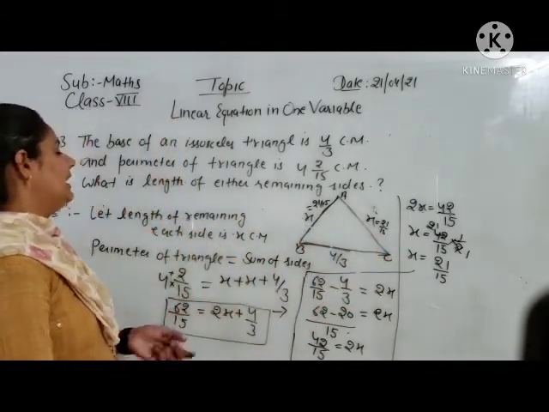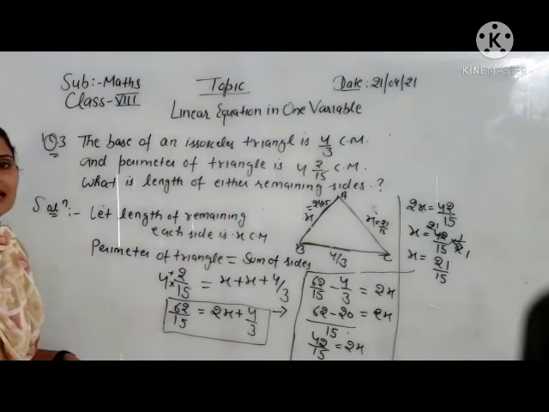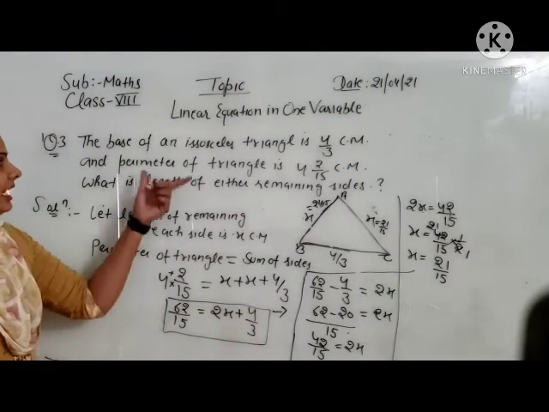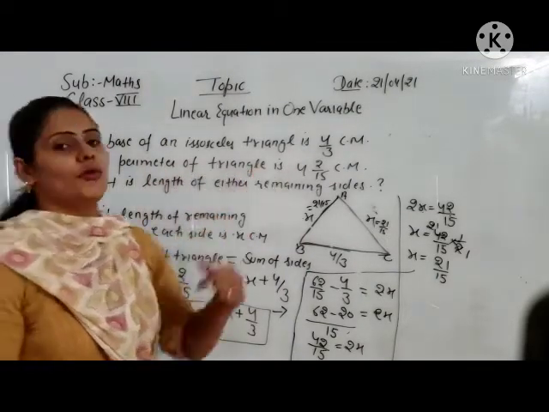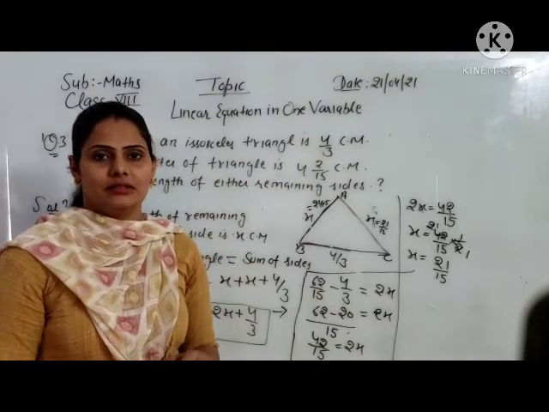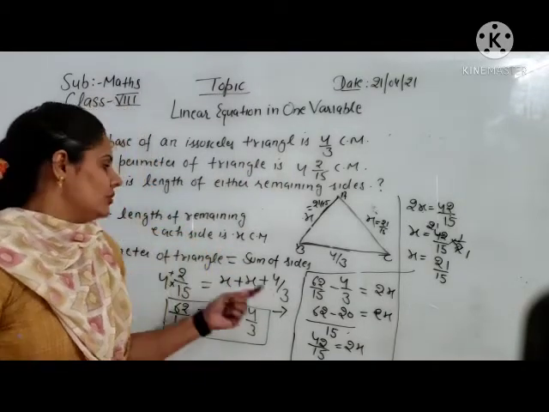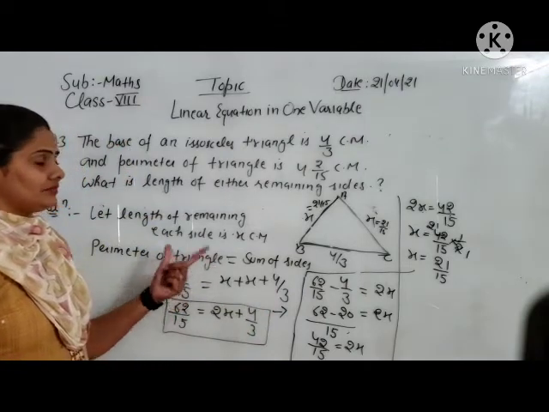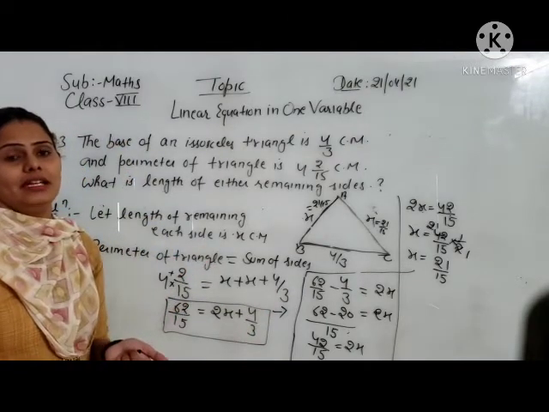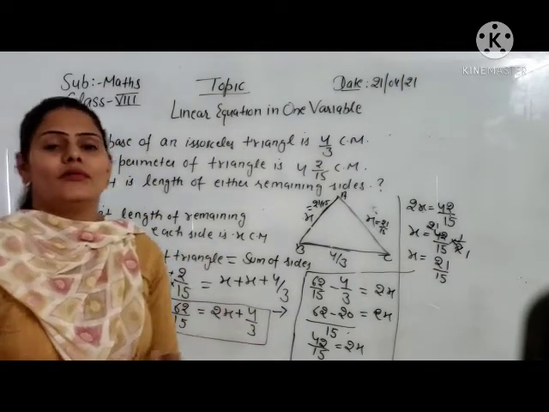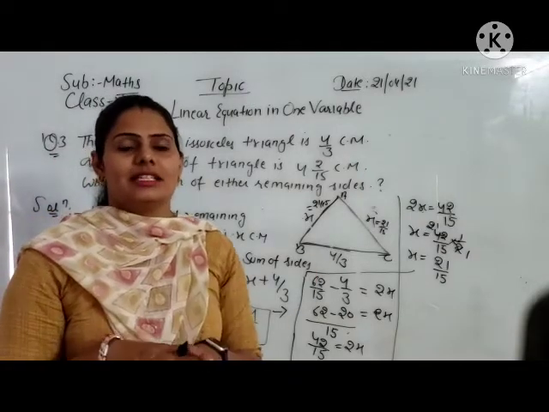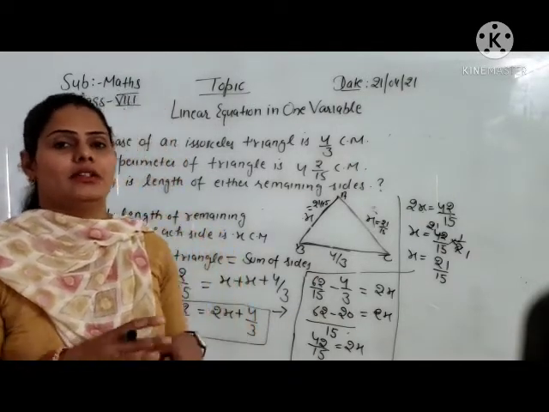So you can say let the length of remaining each side be x centimeter. Now the perimeter of the triangle is 2 by 15 centimeter. What is given? The perimeter. So what will be the perimeter of any triangle, any figure? The sum of lengths of all the sides.